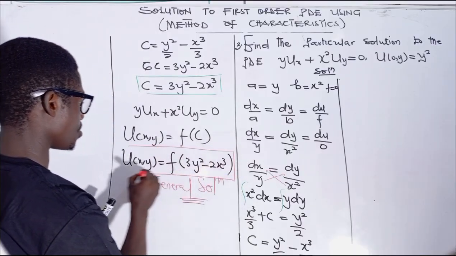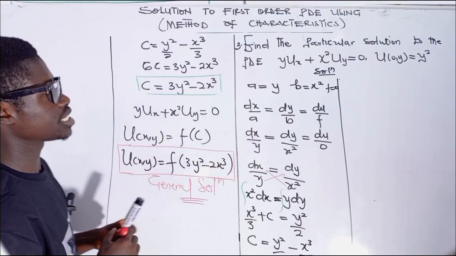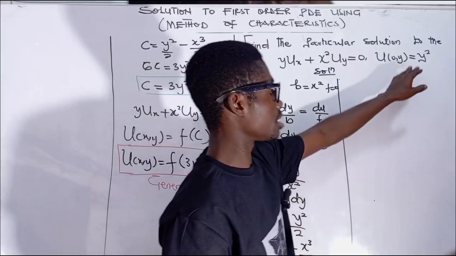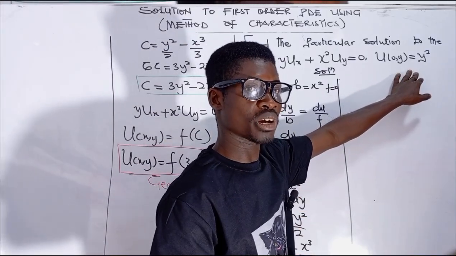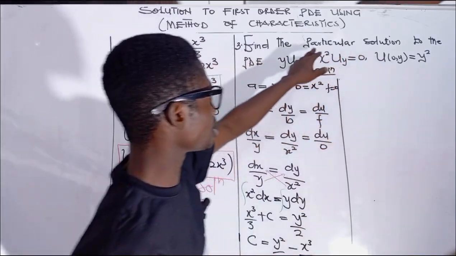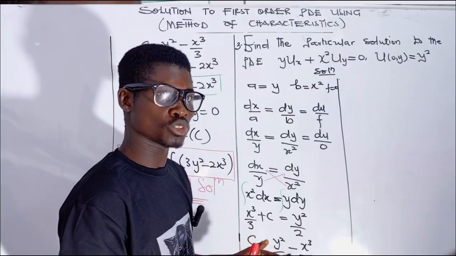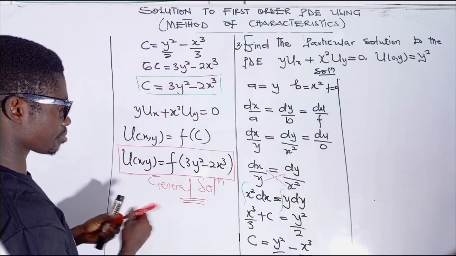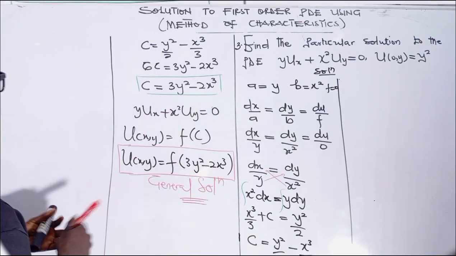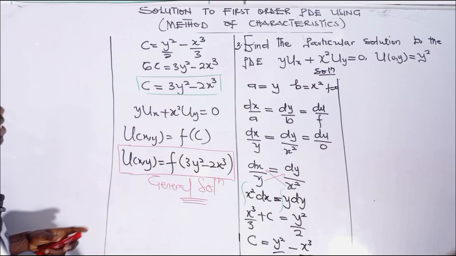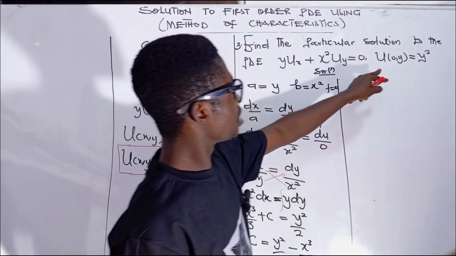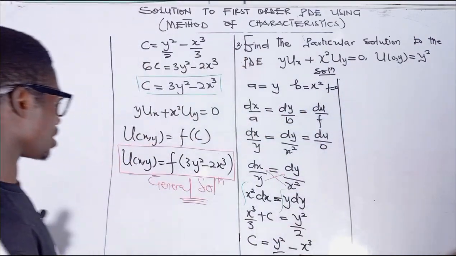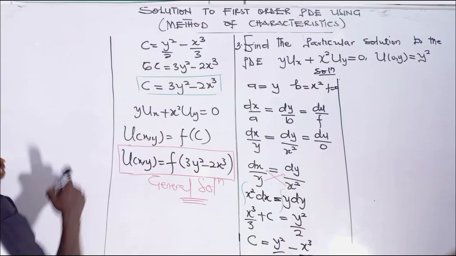But remember that we were given an initial condition. So these are initial conditions. So we have to continue to find the particular solution, because the question says find the particular solution. So let's continue. We have the initial condition u of 0, y is equal to y squared. So let's continue from here.